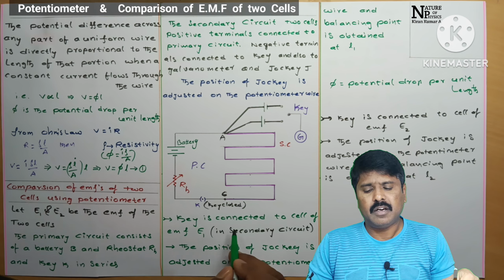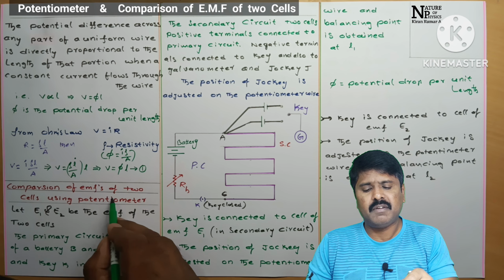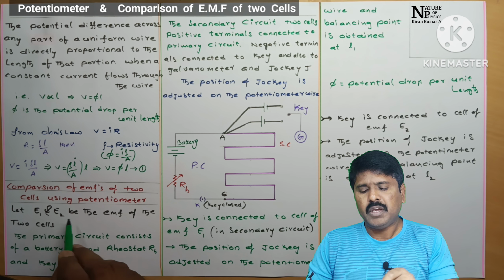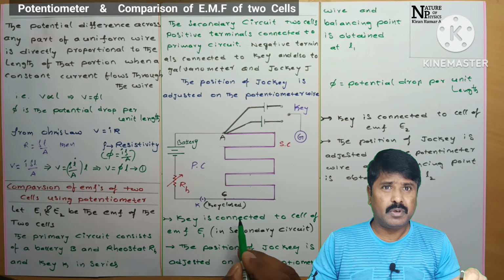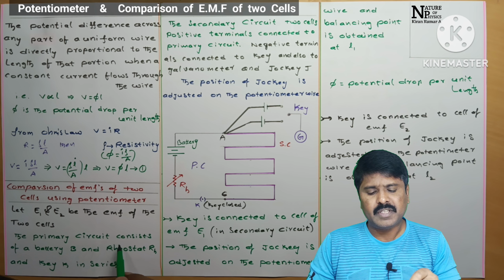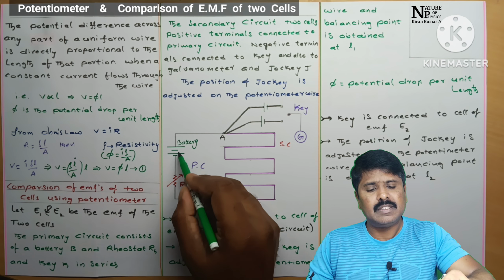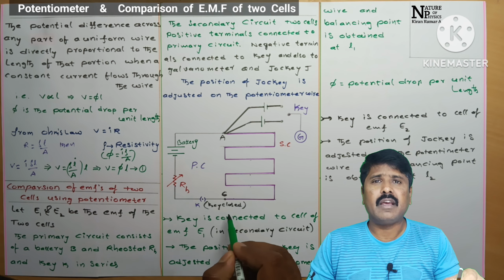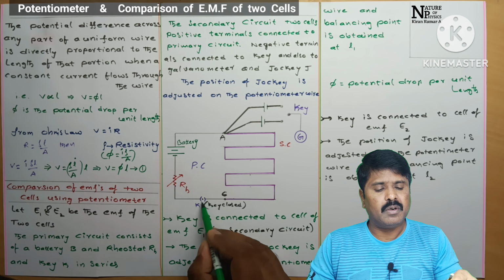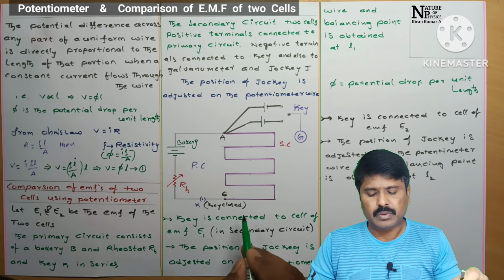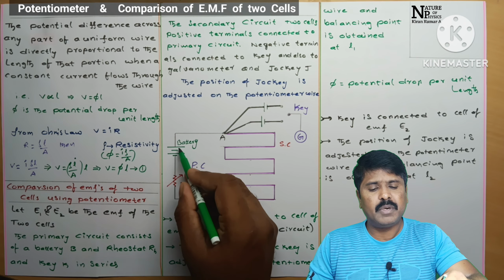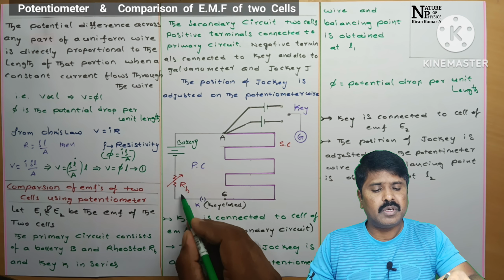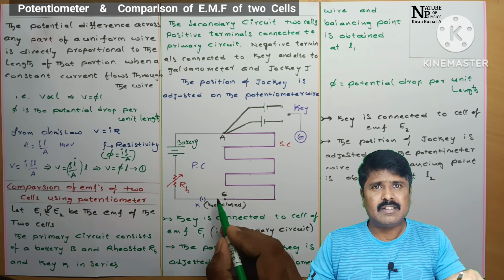Next I am going to discuss the comparison of EMF of two cells by using a potentiometer. E1 and E2 represent the EMF of the two cells. The primary circuit consists of battery B, a rheostat Rh, and a key. The key is like an on-off button. According to the diagram, the key is closed. Students, the battery, rheostat, and key are in series combination. So this is the primary circuit.